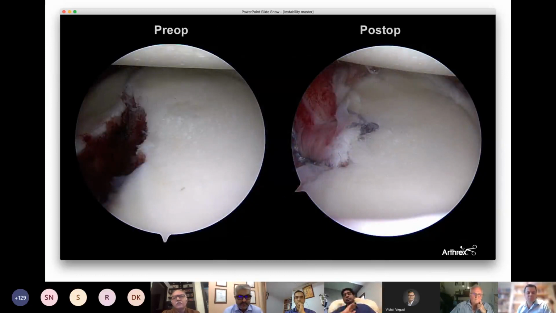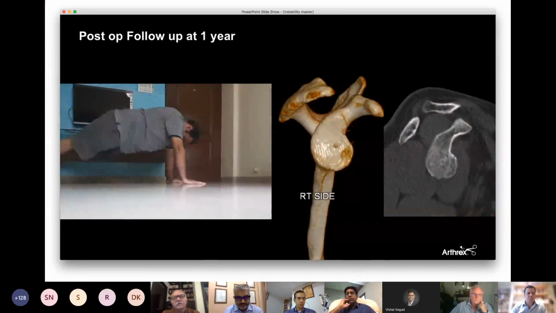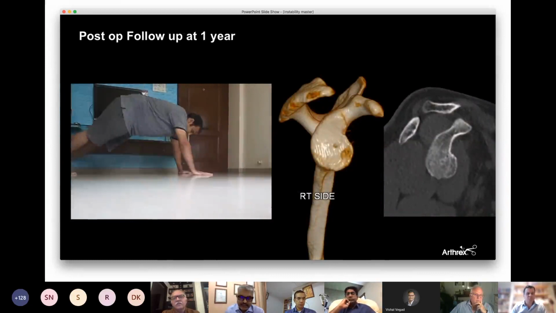Next slide. We get a CT scan for all our bony Bankart cases at 6 months, and this is his follow-up at 1 year. You can see incorporation of the fragment, and he's back to all his activity without any pain or discomfort. Next slide, please. I think that's the last one.